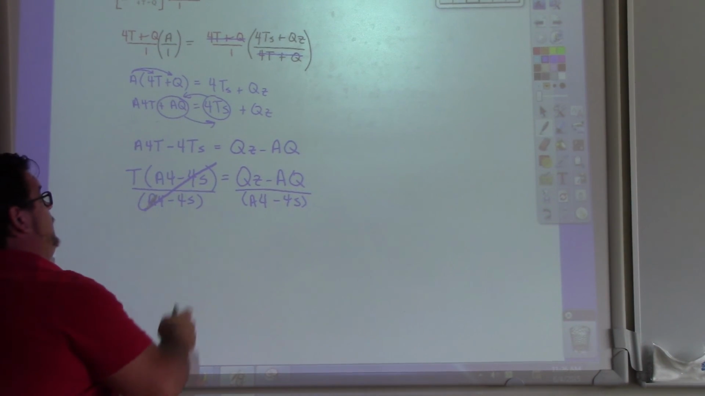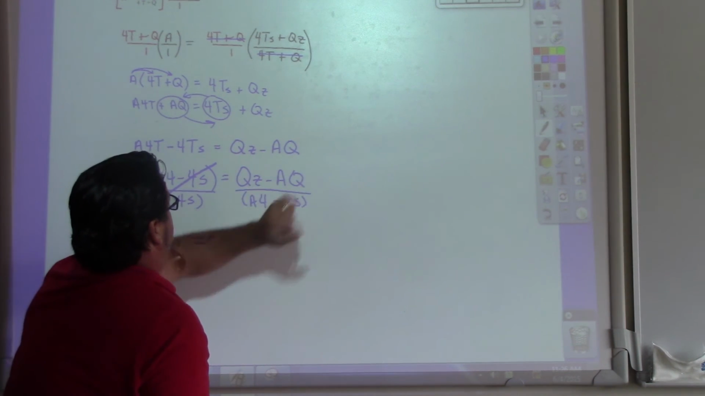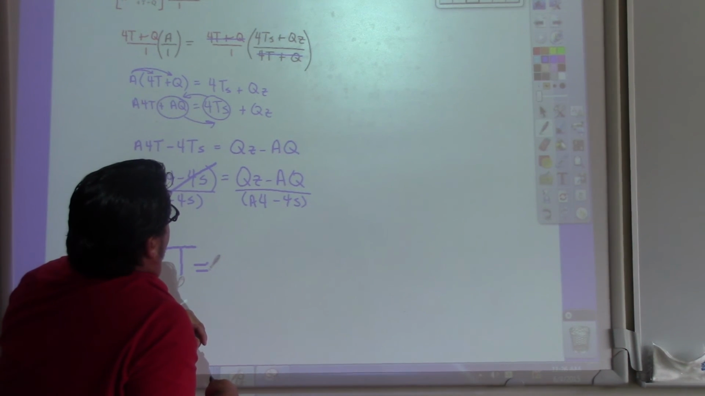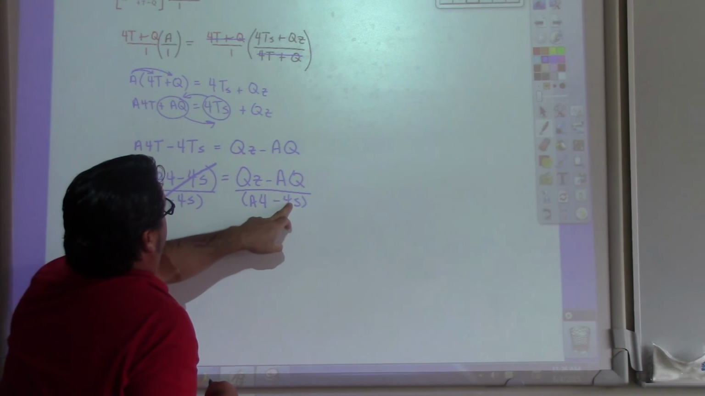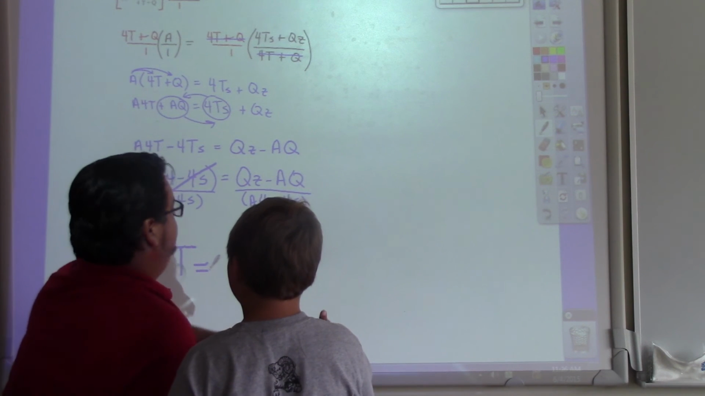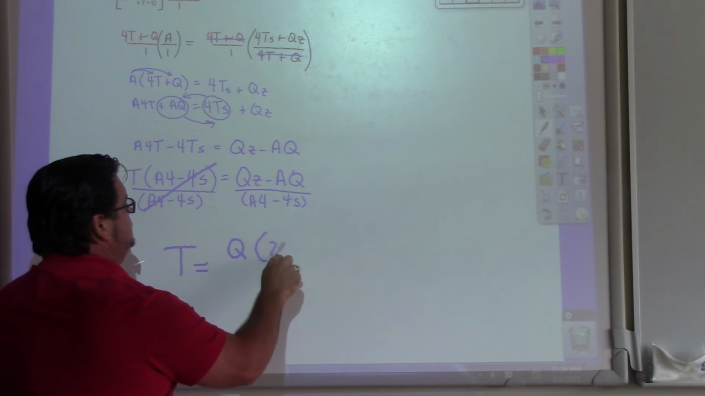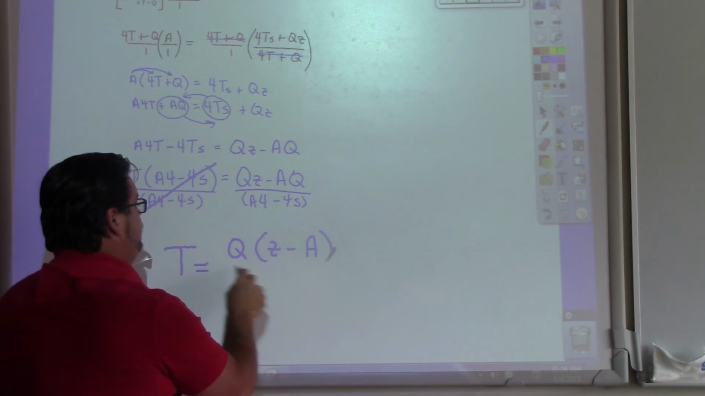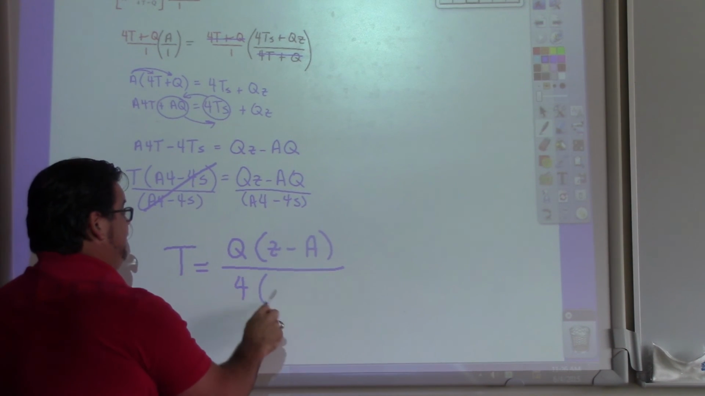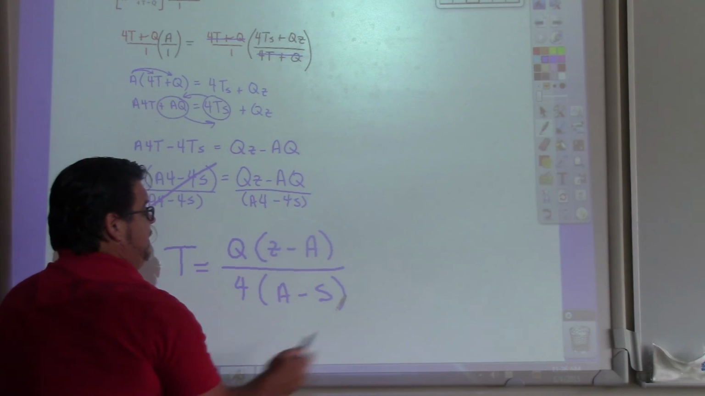Yes. So T is equal to, you could factor out a Q right here. Z minus A. And a 4, you could factor out a 4 down here. Q, and that's Z minus big A, over, and we'll take Miss Burdett's 4 out. How about that, Miss Burdett? And that leaves you with A minus what? Yes, S. And that's it.